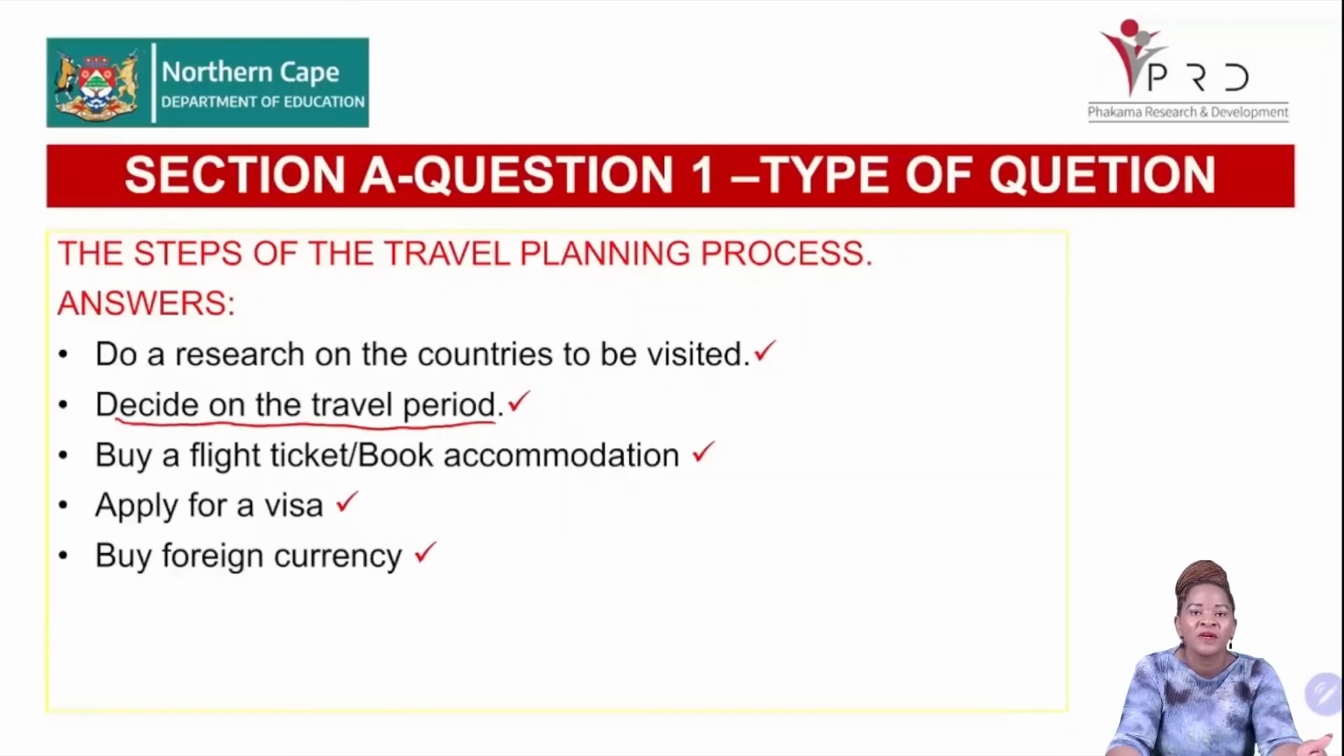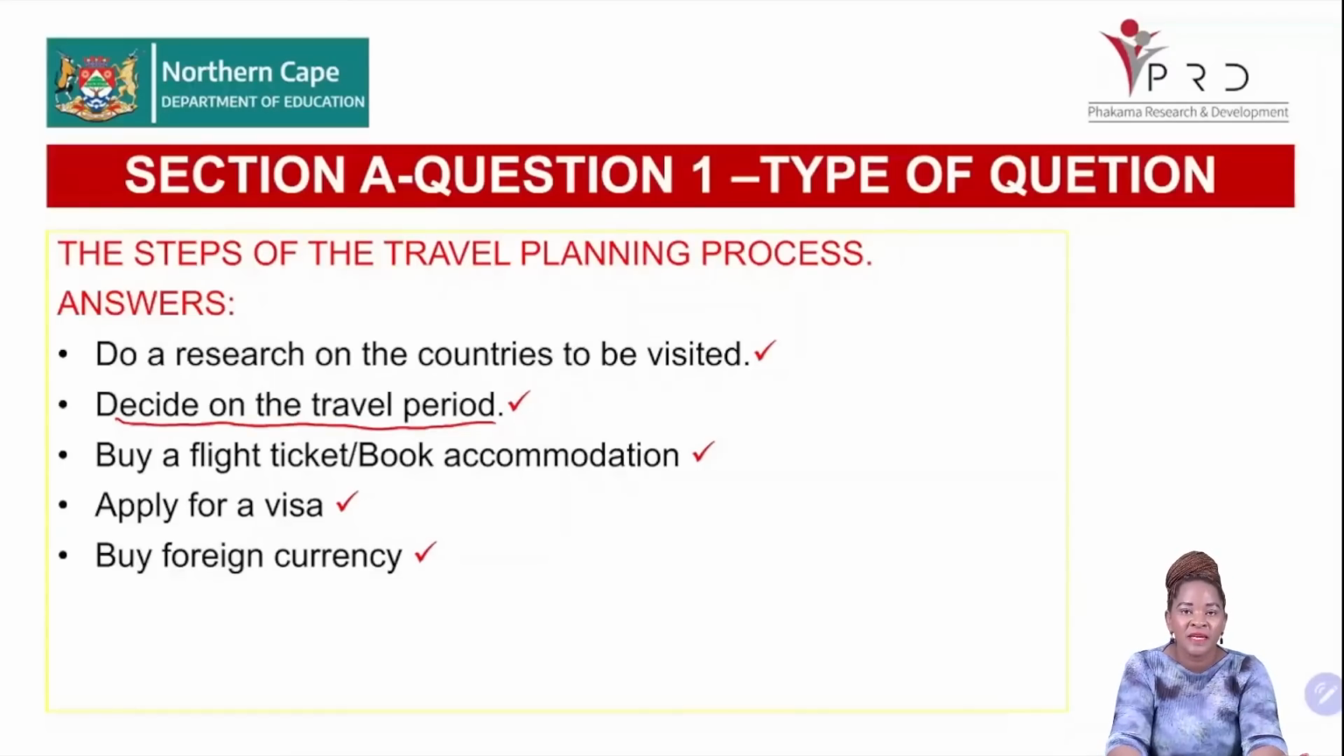Once the visa is approved, you know that you are definitely going to this country, then you can buy foreign currency. What if you buy a foreign currency and the visa is going to be denied? You won't even get to that country. Already you have bought the foreign currency.